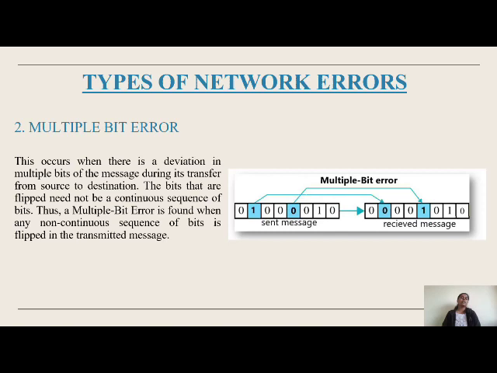Next is the multiple bit error. This occurs when there is a deviation in multiple bits of the message during its transfer from source to destination. The bits that are flipped need not be a continuous sequence of bits. Thus, a multiple bit error is found when any non-continuous sequence of bits is flipped in the transmitted message. So here, non-continuous sequence of bits are flipped in the received message, where 1 is flipped to 0, 0 is flipped to 1. These are non-continuous.